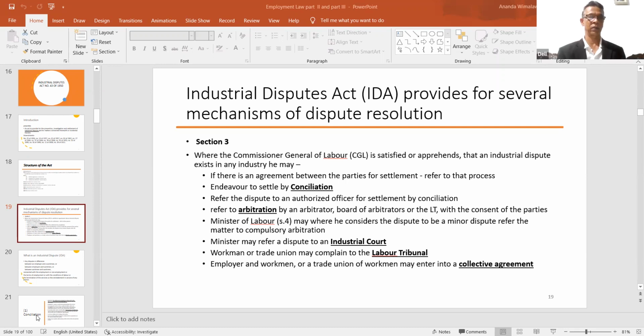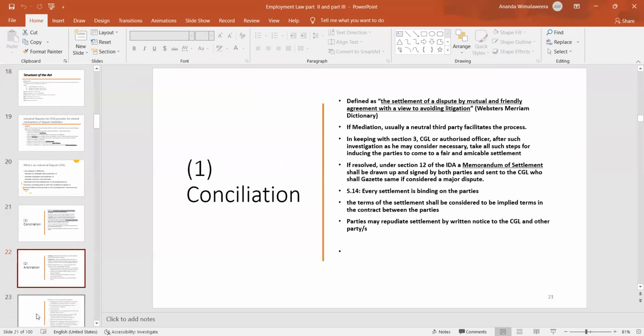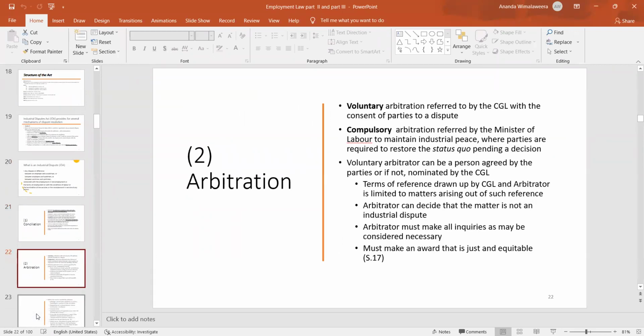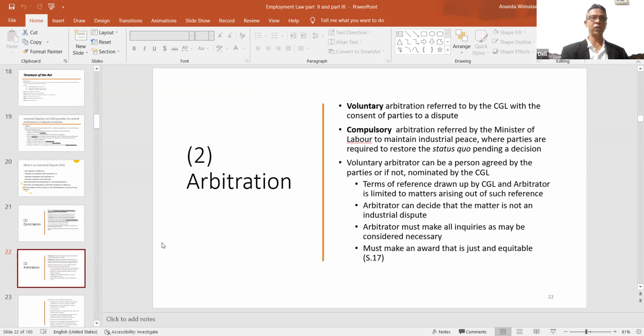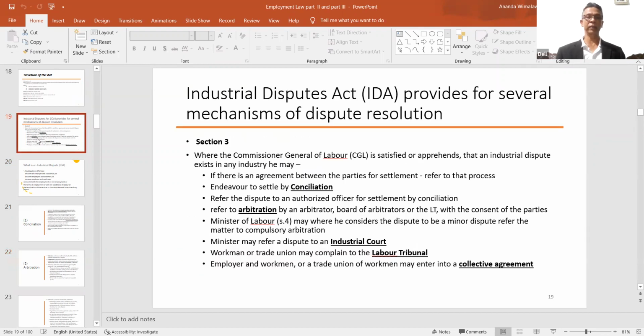Okay. Today we have to start arbitration. Okay, very good. Arbitration. There are two types of arbitration, right? You have to refer to slide number 19 once again.